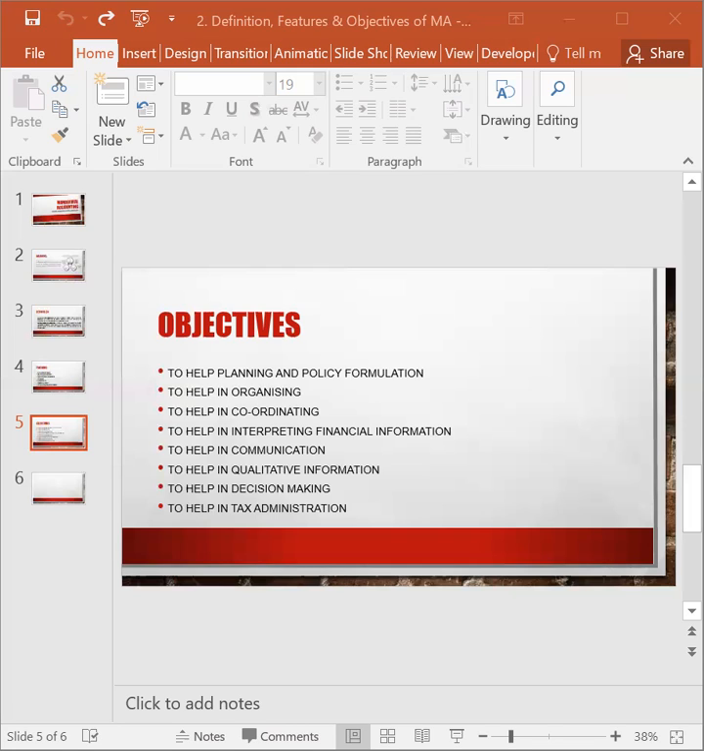It helps in decision making. This point we have already covered. It uses different tools and helps the management in decision taking. And it is helpful in tax administration. So management accounting helps in assessing various tax liabilities and depositing the correct amount of taxes with the authorities. So basically, this is what is in today's session.